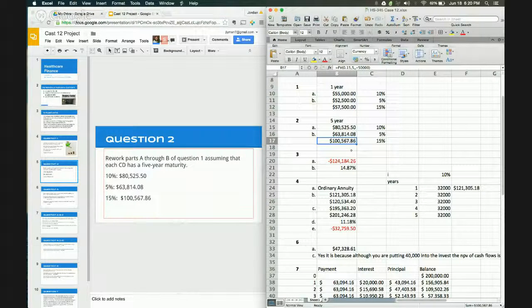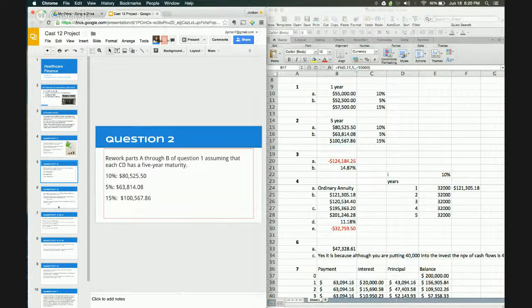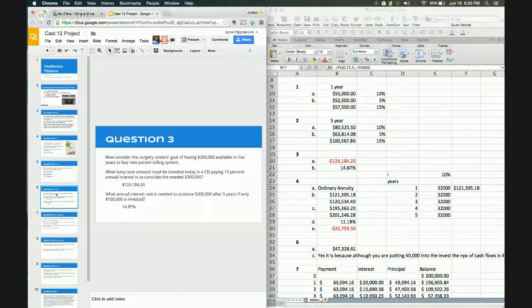Okay, so moving on to question 3. They want to look at a goal of having $200,000 available in 5 years to get a new patient billing system. So what we need to know is what amount of money we have to invest in a CD that pays 10% so that we can get $200,000 when we're done with that CD.